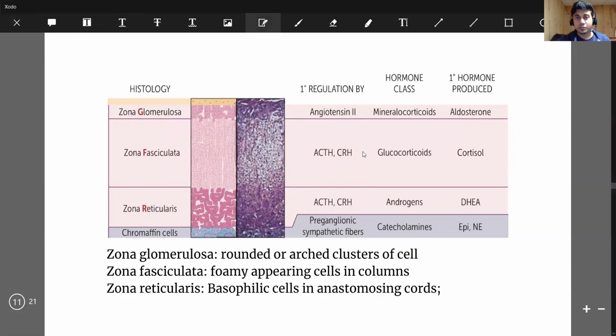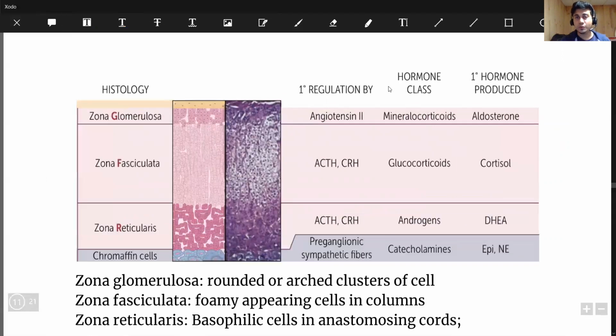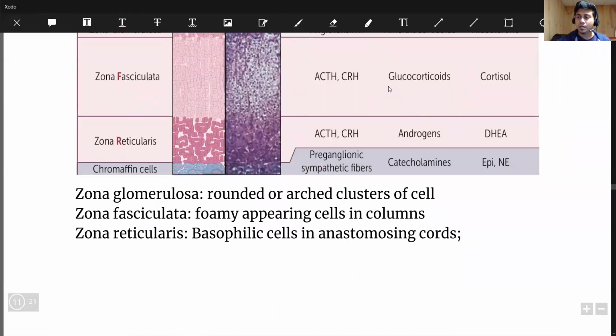Zona reticularis: here you can see that ACTH and CRH are the primary regulators again, and androgens are the hormones produced from this layer, and the primary androgen is DHEA, dehydroepiandrosterone, that we get from the zona reticularis. In the medulla, there are chromaffin cells, and these chromaffin cells are regulated by our autonomic nervous system, more specifically the preganglionic sympathetic fiber, and from there we get the catecholamines, epinephrine and norepinephrine.